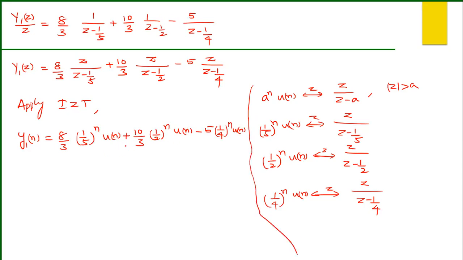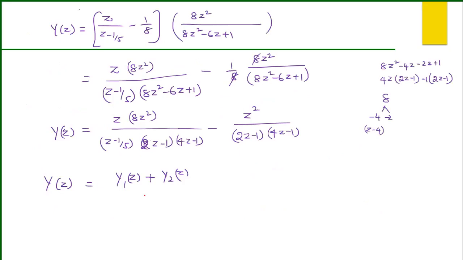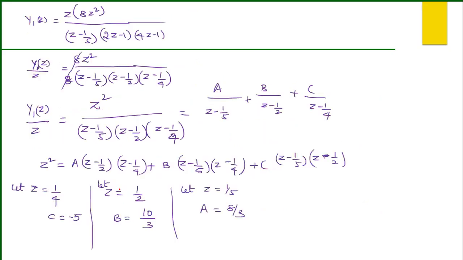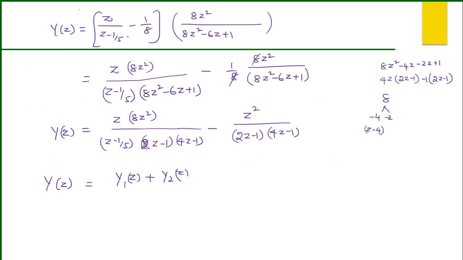Now, this is half of the part we completed. What is the next half? Y2 of z. What is y2 of z? Y2 of z is equal to z square divided by (2z minus 1) into (4z minus 1).